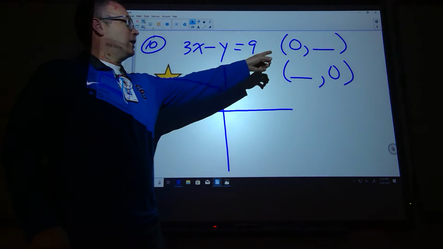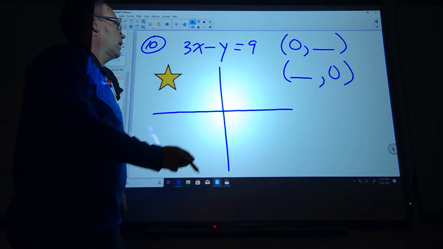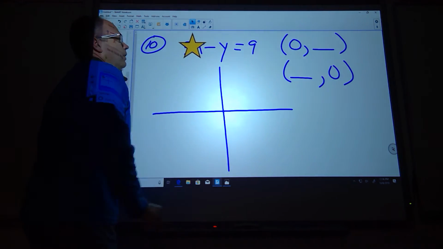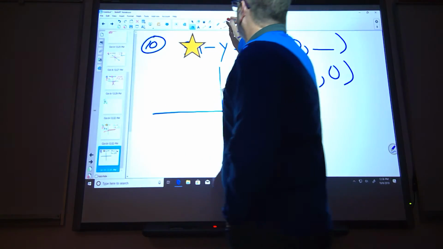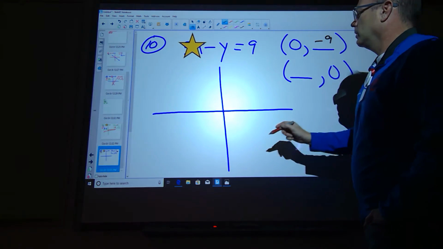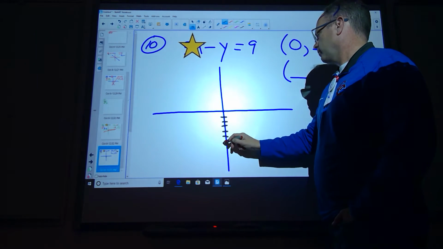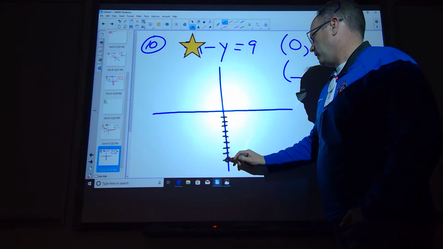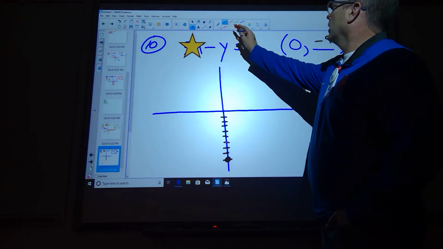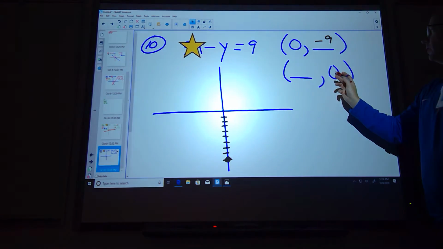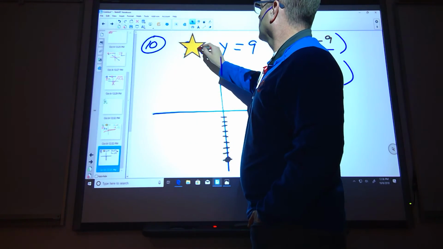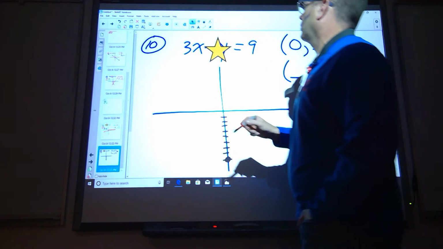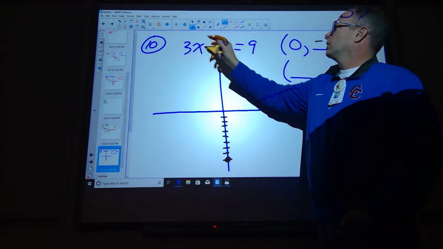All right, so is this an x or a y value? X, so I'm going to cover my x. Okay, so negative y equals 9. So y has to equal? 9. Careful. Negative y equals 9. So y equals? Negative 9. There you go. All right. So again, we can still continue to use our cover method. What value is this? X or y? Y. So we're going to cover that up. Okay, so 3x equals 9. So x equals? 3.